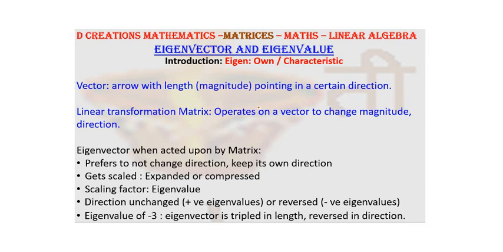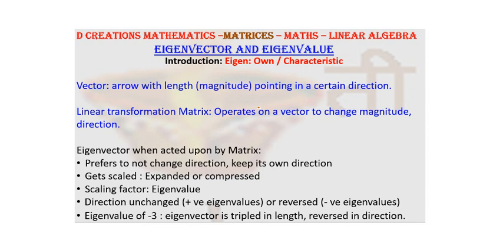So the word eigen, it's a German word. It basically means own or typical or characteristic. So all of us know what is a vector. When you say vector, typically how we visualize it is as an arrow with length, that is the magnitude. And that arrow is obviously pointing in a certain direction. So that means it is an entity which has both magnitude and direction.